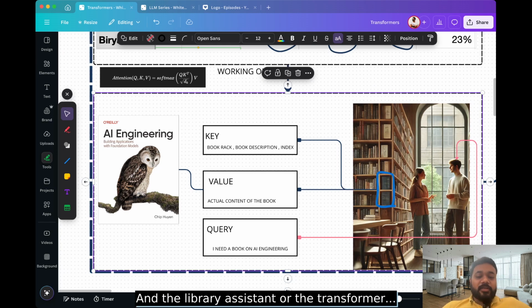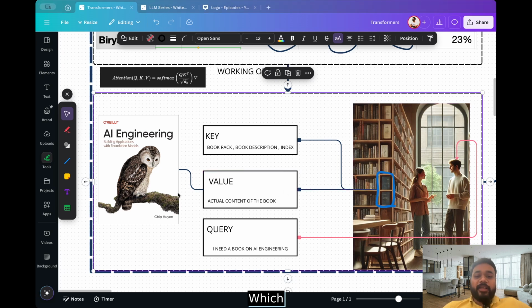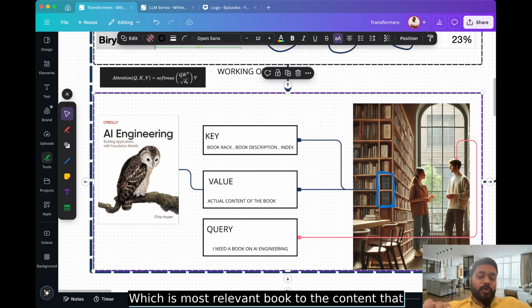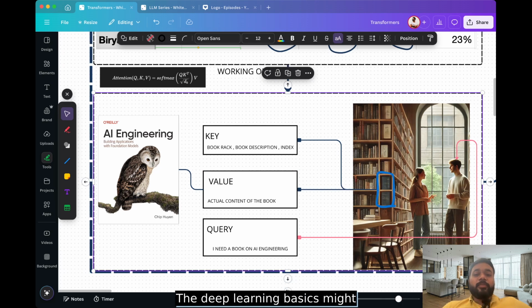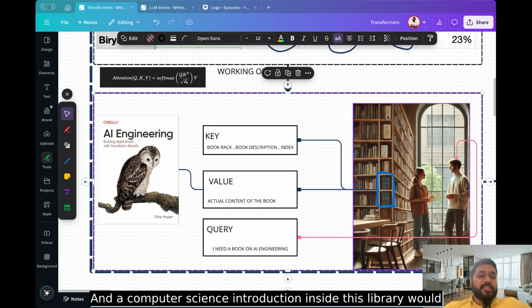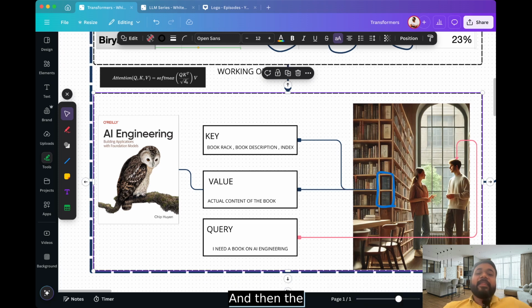And the library assistant, or the transformer, fetches the most relevant value, which is the most relevant book to the content that I'm looking for. So an example of attention scores over here would be: a book named Deep Learning Basics might have an attention score of 0.2, the AI engineering guide would be something like 0.9, and a computer science introduction inside this library would have an attention score of say 0.3. And then the transformer would select the AI engineering book, which had an attention score of around 0.9, as compared to other books, as it is the most relevant one.